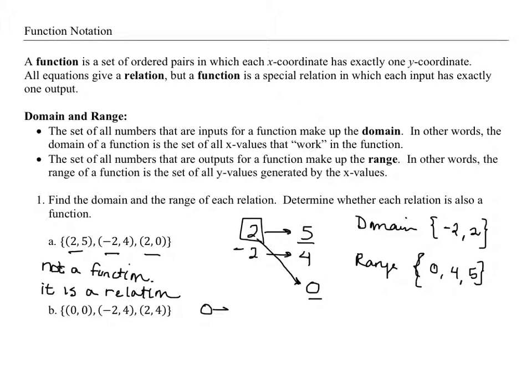0 maps to 0, -2 maps to 4, and 2 also maps to 4. This is slightly different because each input has exactly one output. Before, this input had 2 outputs. So it doesn't matter, the outputs could be the same all the time if they wanted, as long as each input mapped to one output. So this is a function.